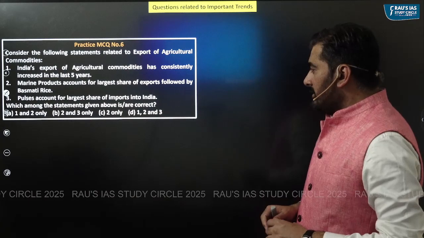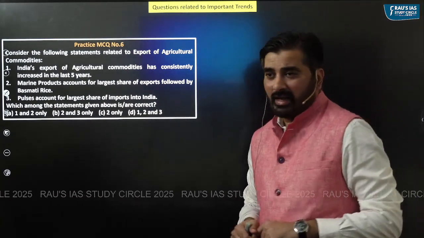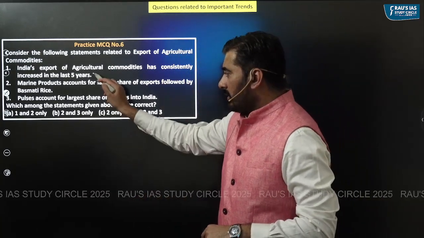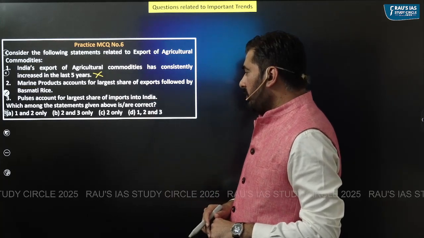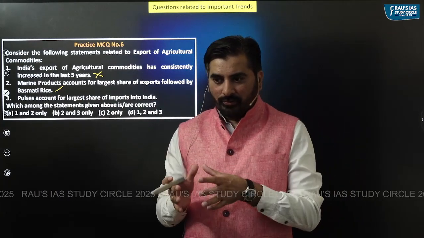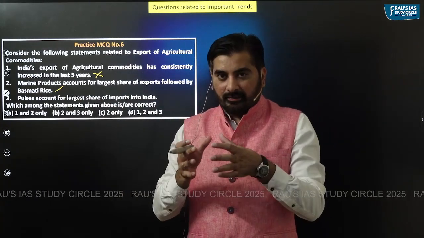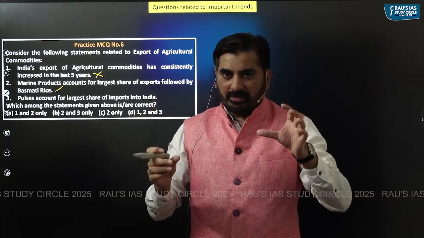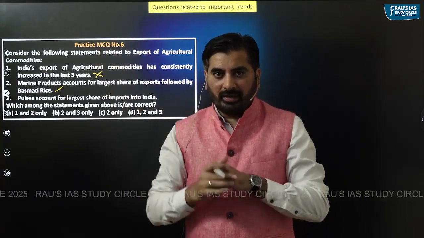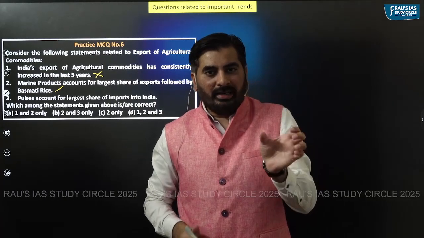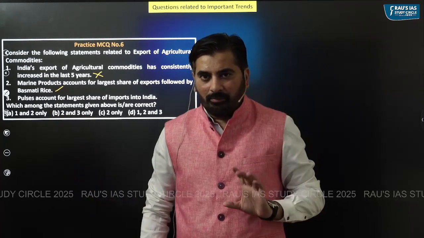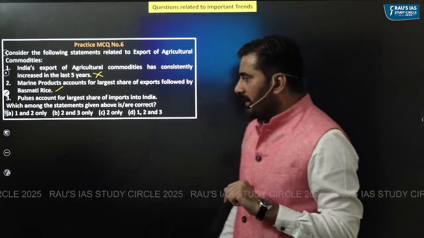India's export of agricultural commodities has consistently increased in last 5 years. Is there a consistent increase? No. In fact, it has been fluctuating. Marine products account for the largest share of exports, followed by basmati rice. This might be confusing for some students. If you say rice, rice includes both basmati rice and non-basmati rice. Rice as one commodity, its share of exports is more than marine products. But if you compare marine products with just basmati rice, by excluding non-basmati rice, the share of marine products is higher. So that is why the statement is correct.